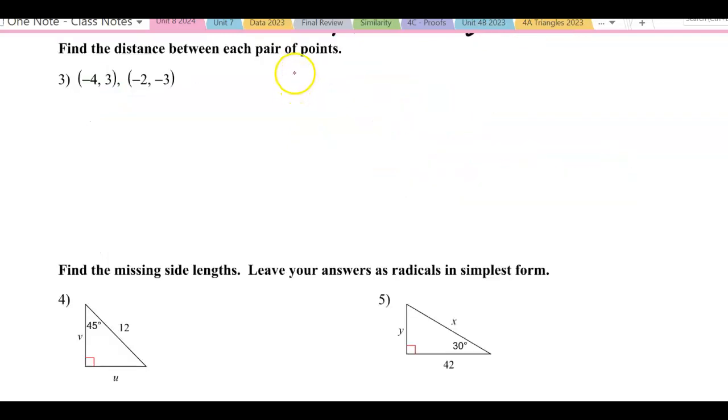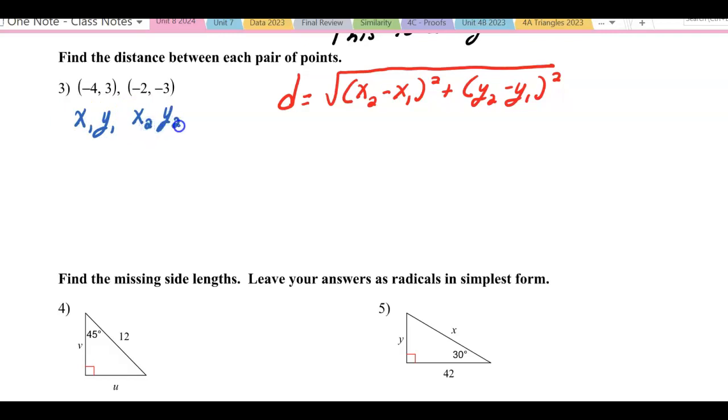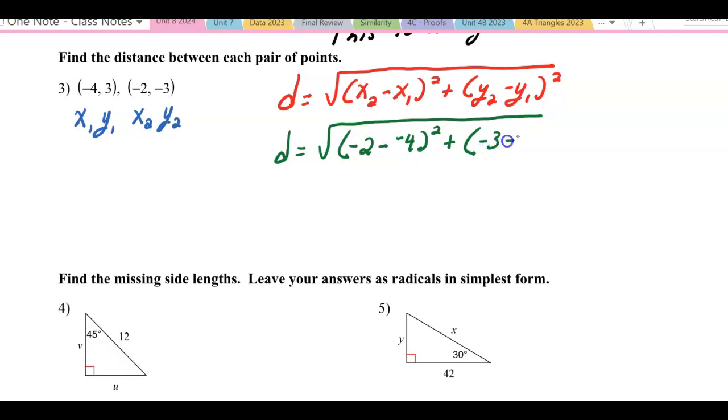For problem number 3, we're going to use the distance formula. And in class, we talked about the distance formula is the square root of x2 minus x1 squared plus y2 minus y1 squared. And I always like to label my points, so x1, y1, x2, y2. And then I'm going to substitute into the formula. So it's the square root of -2 minus a -4 squared plus -3 minus 3 squared.